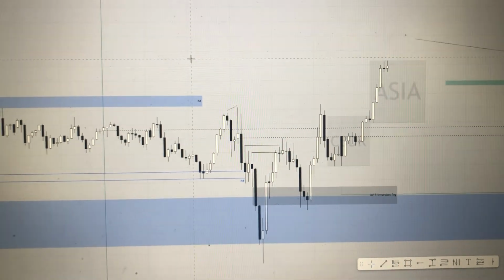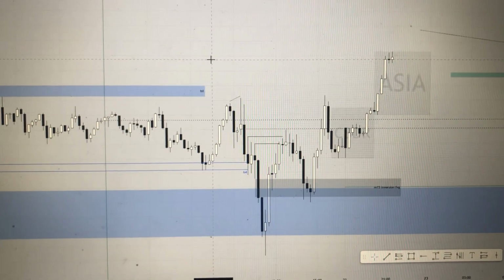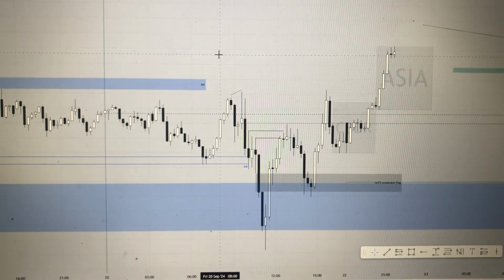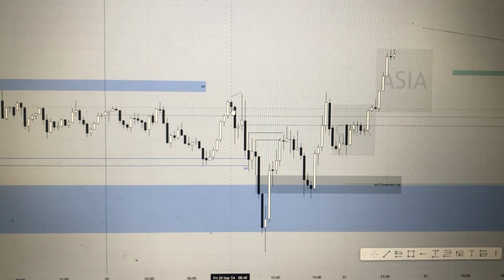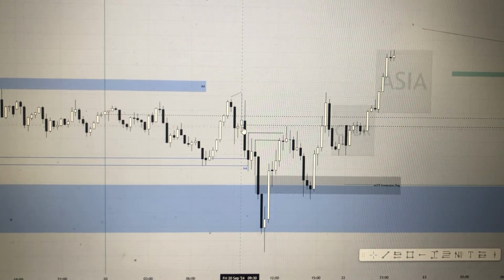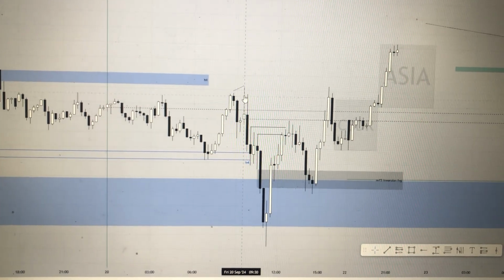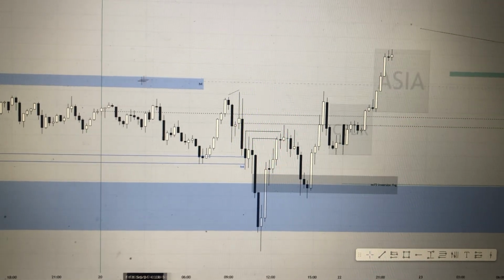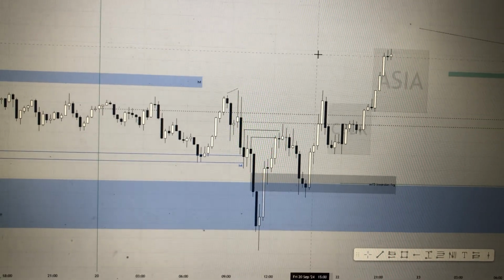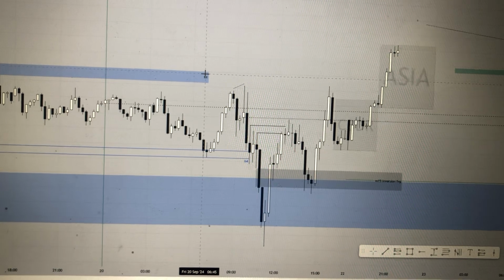September 20th review, Friday the 20th. Here is the 9:30 open. From that point, price manipulates up, but there's no touch of a PD ray. Also had a bullish bias, so we're looking for longs this day.